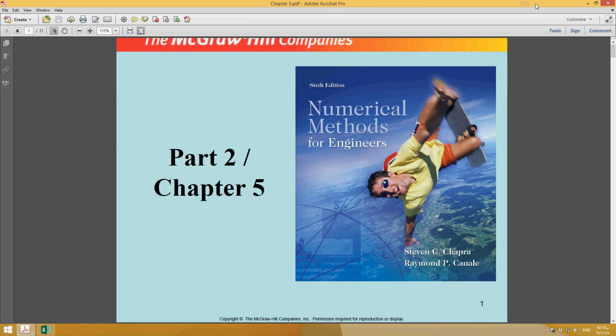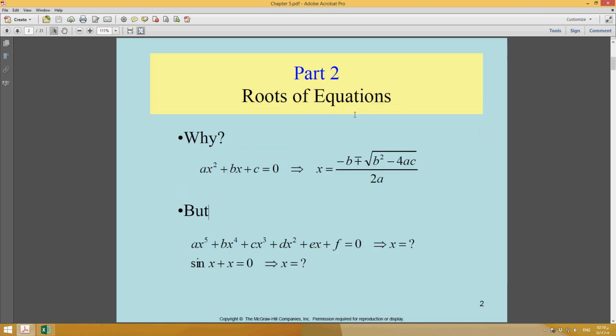Hi everyone, this is the review of chapter number 5, and in this chapter we will talk about the evaluation of roots of equations, how we can find out the roots. Like if you know this equation, you know how you can find out the value of x at which this equation will become equal to 0, and you can find that there are two roots if it is a square.